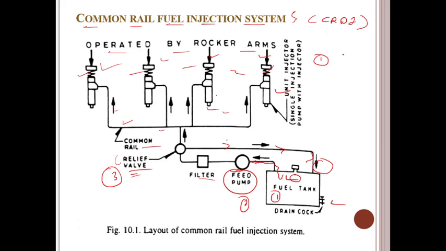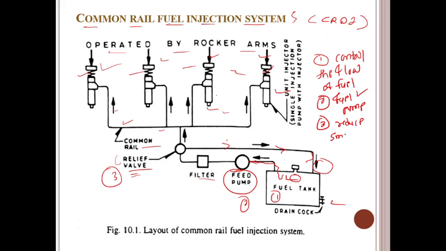Then what are the advantages of this common rail fuel injection system? So the CRDI system can control the flow of fuel in accordance with the load and speed of the engine. Okay, this is the advantage. Second is, this system requires only one fuel pump for multiple cylinders. There is only one fuel pump used for multiple cylinders, guys. This is the second advantage. Third is, the common rail fuel injection system is beneficial for the environment and reduces the noise, smoke and particulate matter. Means it reduces smoke and particulate matter. This is the third advantage.